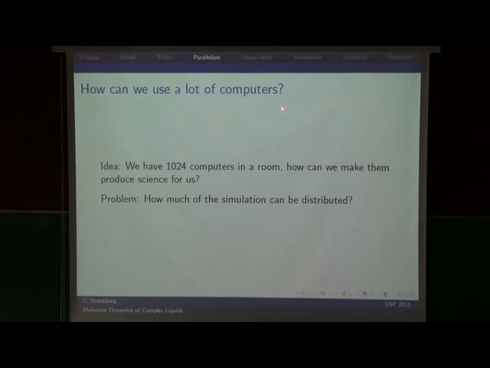Then the second point is, if we have lots of computers, can we use them? Of course it's nice to have one computer, but if you have 1,000 computers, can we run things 1,000 times faster? Let's say we have 1024 computers, because it's a nice whole number. Can we make them produce science for us? This goes to the problem of how much of a simulation can be distributed on so many computers.